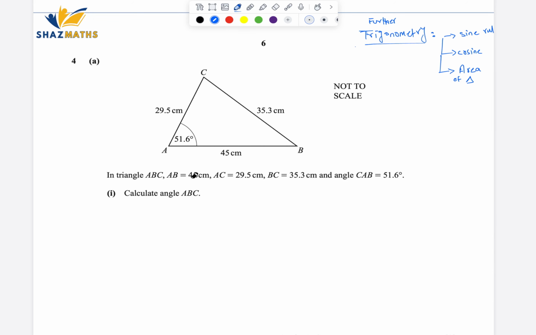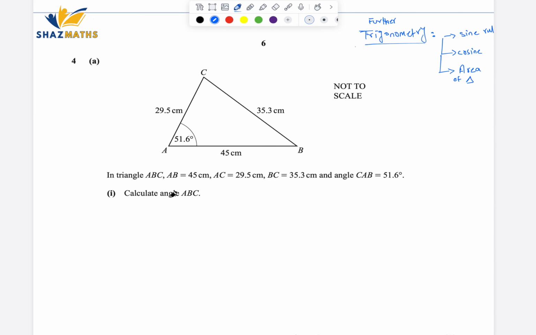Let's move on. So in the triangle ABC, AB equals to 45 centimeters. We can see that it's marked on the question. AC is 29.5 centimeter, BC is 35.3 centimeter, and angle CAB is 51.6 degrees. Just a quick hint again for you guys, whenever you are attempting the questions that involve angles or diagrams, make sure all the information that is provided to you in the question in the form of statements should be marked on the figure. Okay, so all of this information is already marked on the figure.